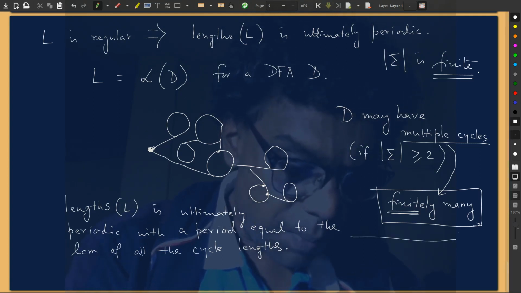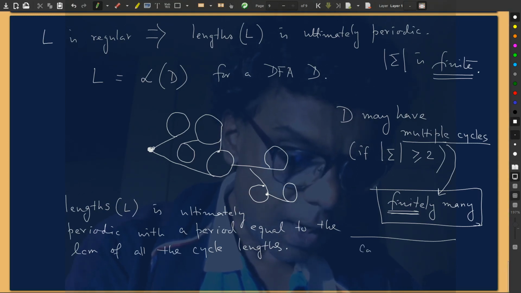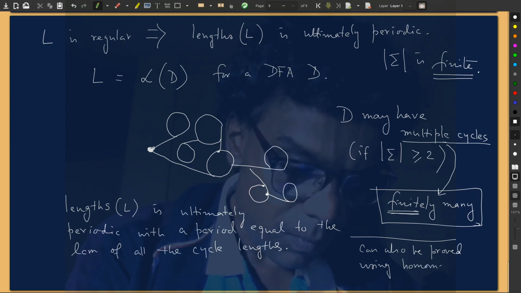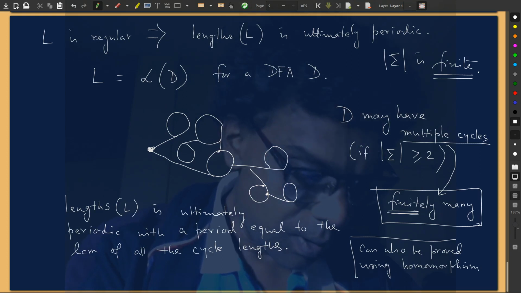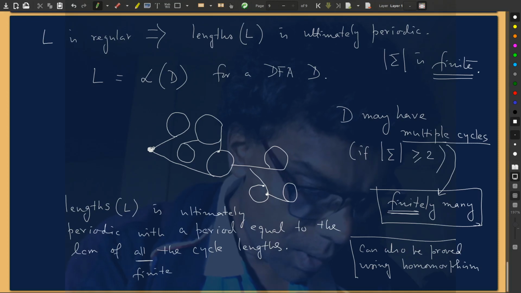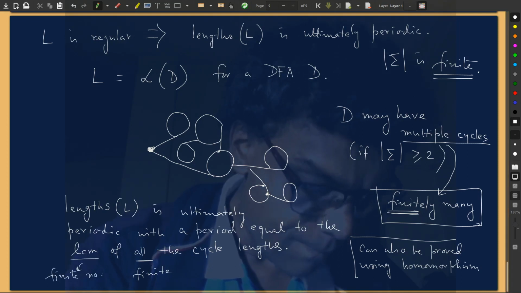In fact, this can be proved by a result which we have not covered in this course, and will not cover, called homomorphism. Anyway, this proof is also valid, and so this is all cycles. All means only finite, and this LCM is therefore a finite number.